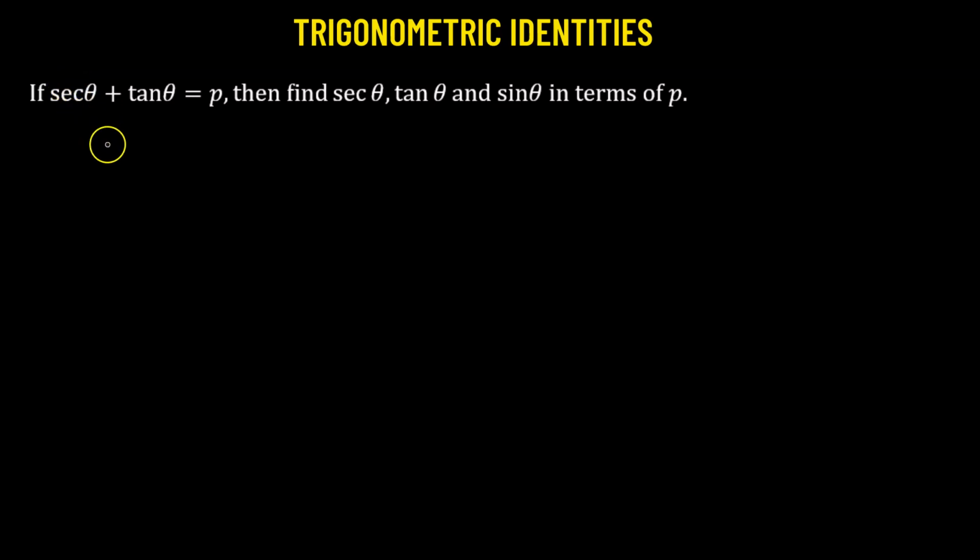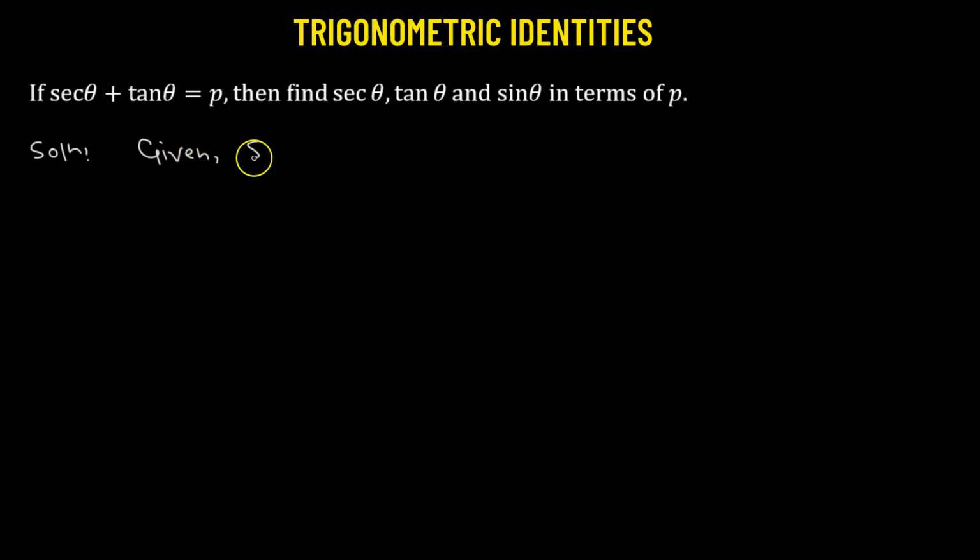In this problem, we are given that secant theta plus tangent theta equals p. Using this, we need to find the value of three trigonometric functions, secant theta, tangent theta, and sine theta, and the values should be in terms of p. So let's begin. Let's note down whatever we are provided with.